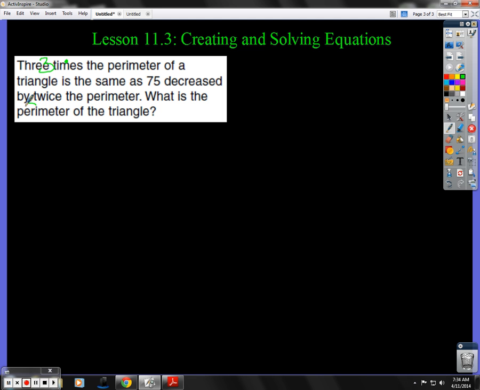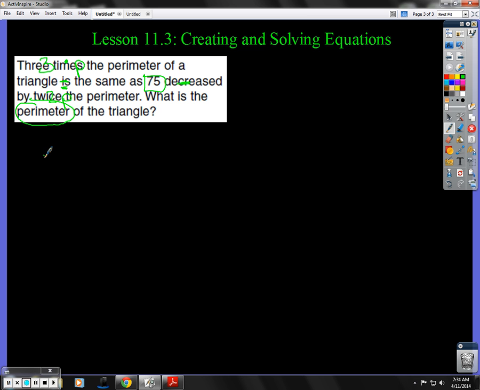But again, if I look at the question, what is the perimeter? Well, we don't know that. So it's going to be 3 times P. And then it says is. Oh, is means equals. The same as 75 decreased. So I start with 75 and I take away from it twice the perimeter. Twice means it times by 2, and I don't know the perimeter, so it's 2P.